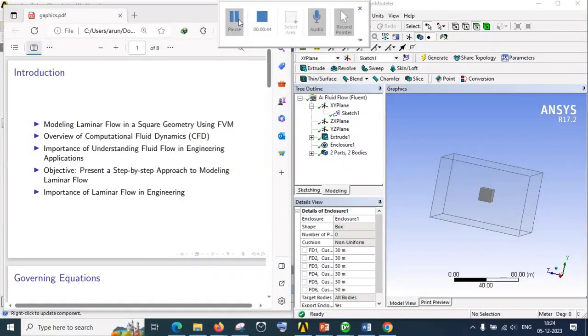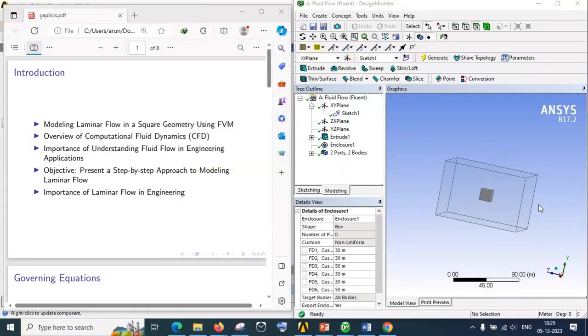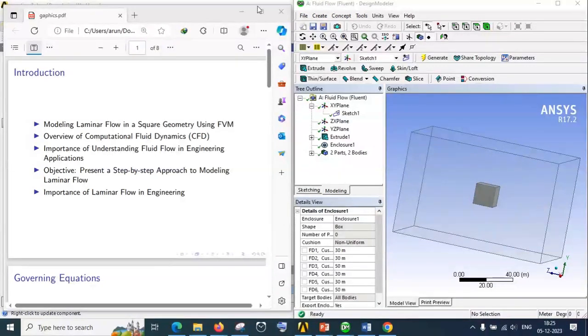The virtual enclosure size is 30 meters in the x direction, 30 meters in the y direction and 50 meters in the z direction. In the same way in the negative direction, the x, y, z sizes are shown in the figure for the enclosure size.